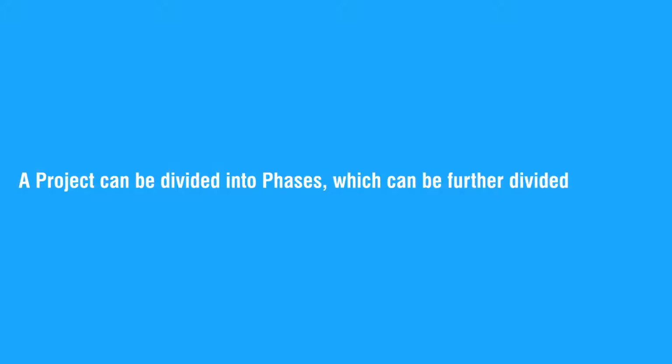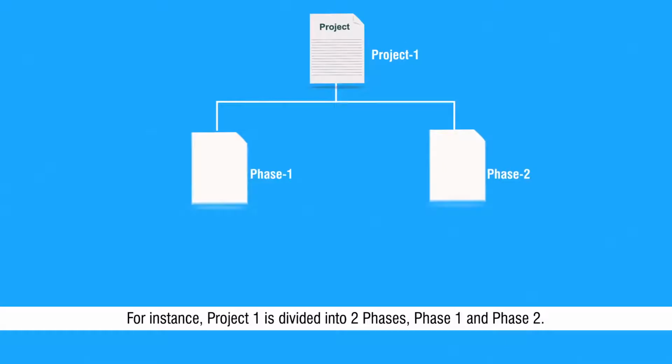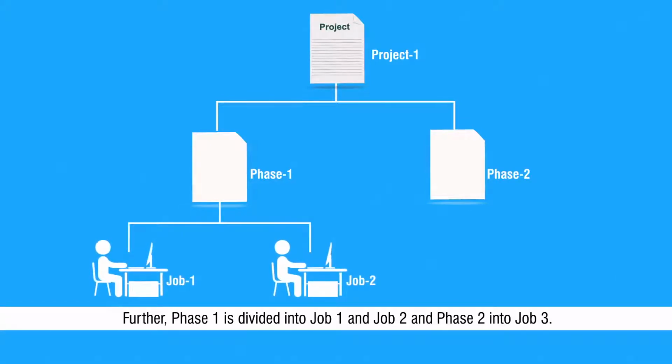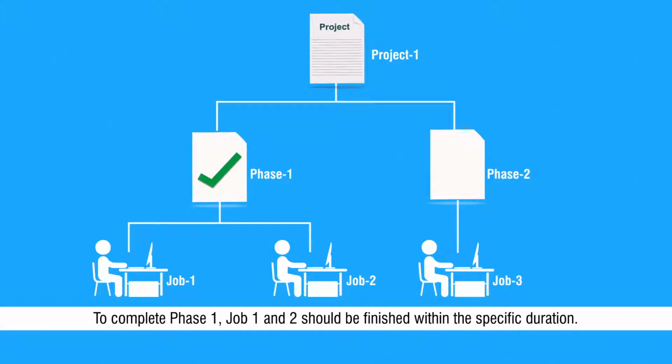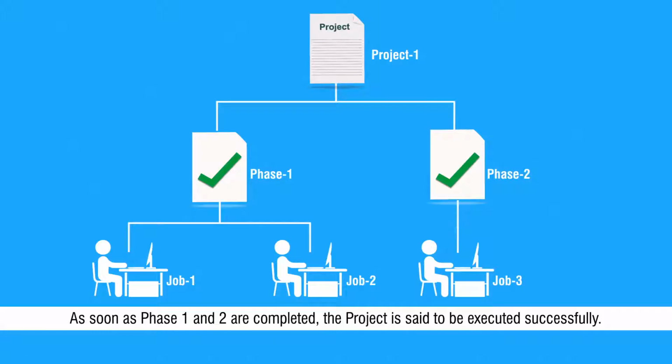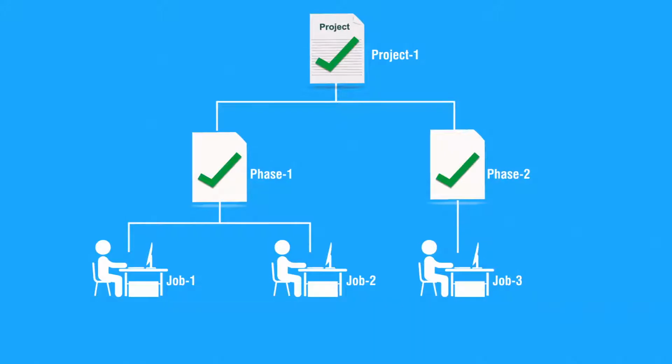A project can be divided into phases, which can be further divided into jobs. For instance, Project 1 is divided into two phases, Phase 1 and Phase 2. Further, Phase 1 is divided into Job 1 and Job 2, and Phase 2 into Job 3. To complete Phase 1, Job 1 and 2 should be finished within the specific duration. Job 3 should be finished to complete the Phase 2. As soon as Phase 1 and 2 are completed, the project is set to be executed successfully.